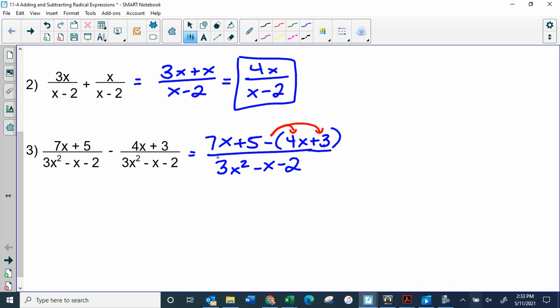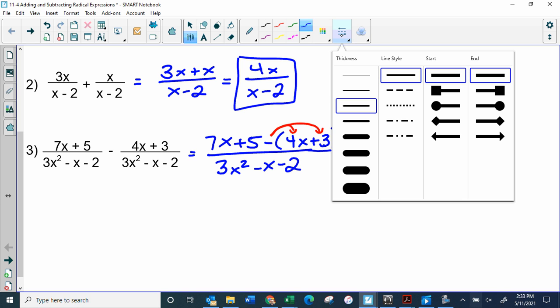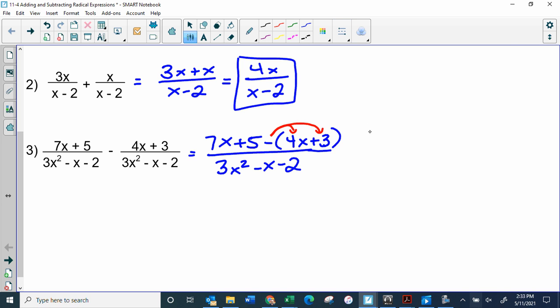And the denominator here can be simplified by factoring. So let's deal with the numerator first. I'm going to rewrite this as 7x plus 5 minus 4x minus 3. So I just distributed the minus sign to both the 4x and the 3. In the denominator, this is a trinomial. The coefficient on x squared is not 1.